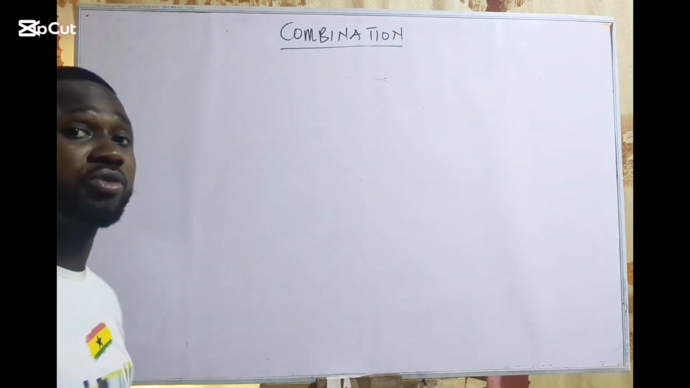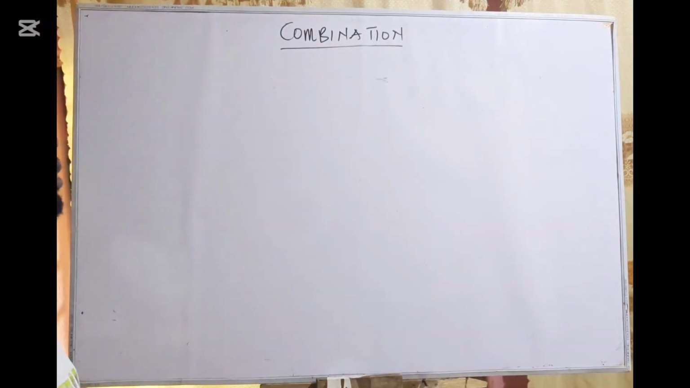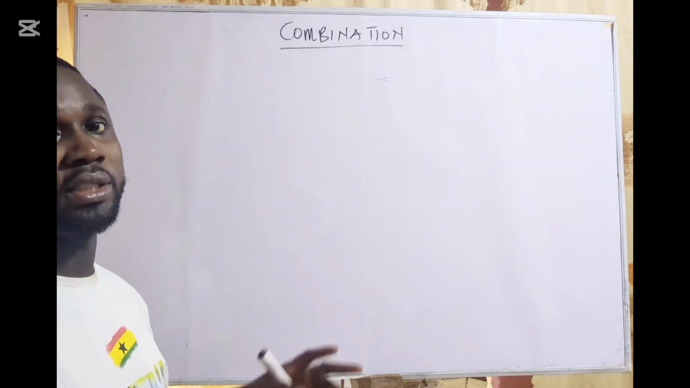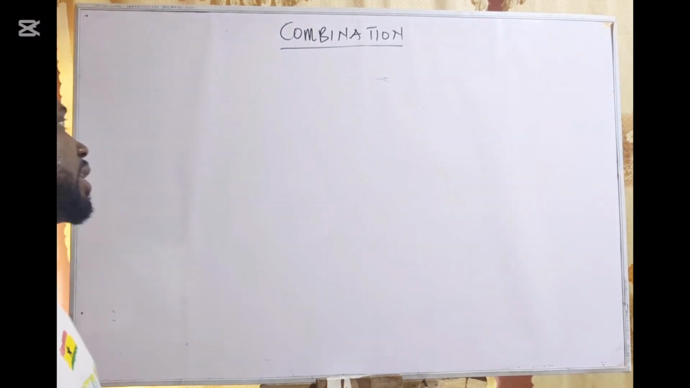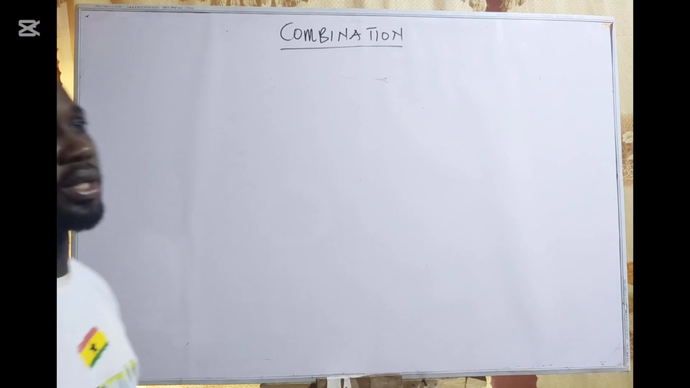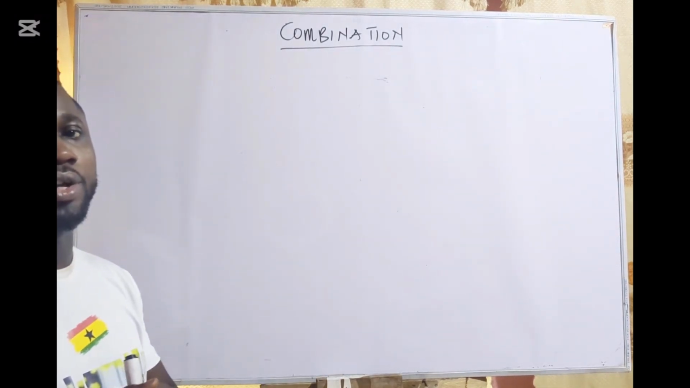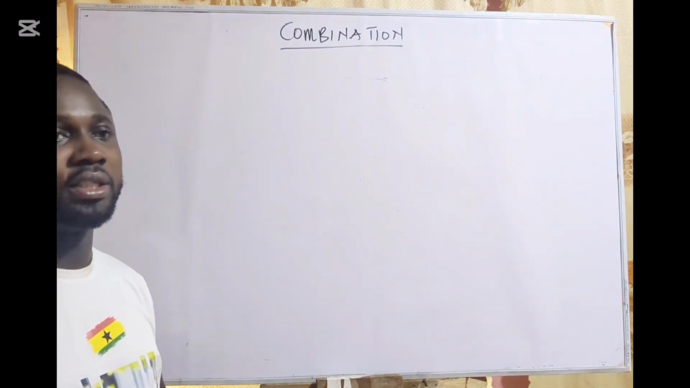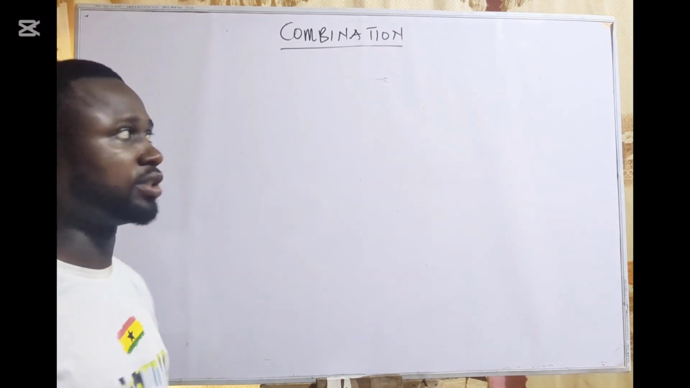Hello, welcome to our lesson on combination. Combination is about selection. Under combination, arrangement doesn't necessarily matter, unlike permutation. So when you have a number of objects and you are selecting some from the given objects, you are going to use combination.